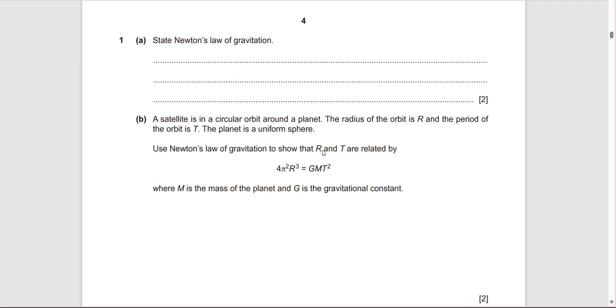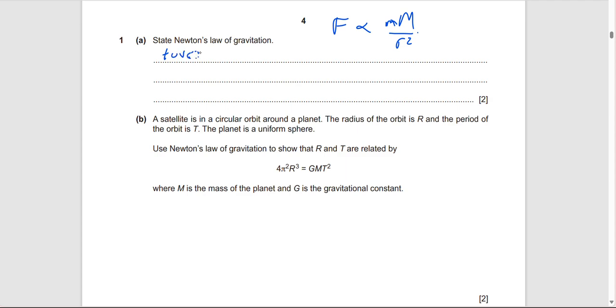Question 1. State Newton's law of gravitation. As we know, Newton's law of gravitation, it's F is directly proportional to Mm over r squared. So that is what we're going to write here.